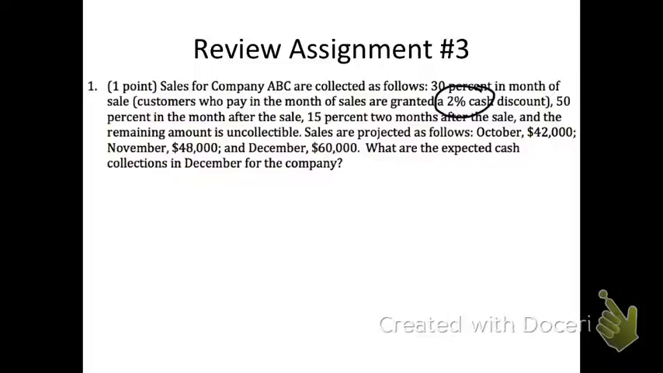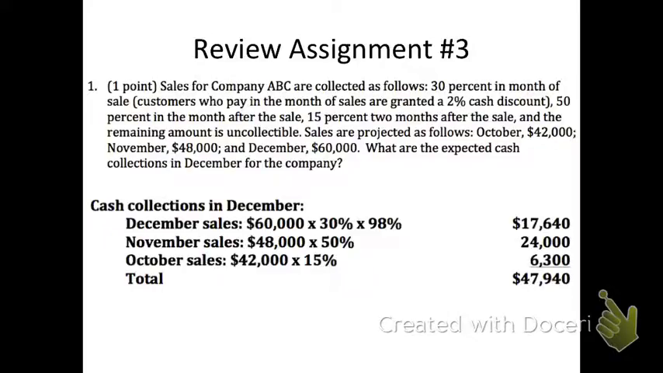So, for example, in December I have $60,000 worth of sales. 30% of my customers will pay, or I'll collect 30% of that, and of that 30%, if they pay in December, then I will give them a 2% discount. So actually, we're only getting 98% of what we collect in the month of sale.